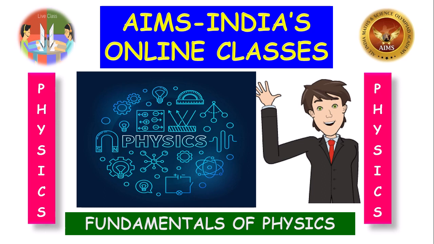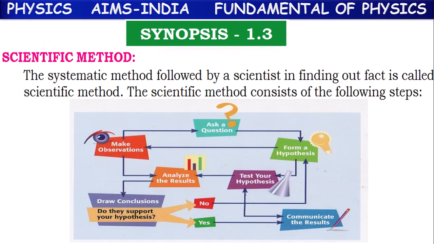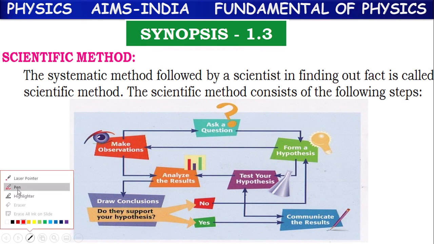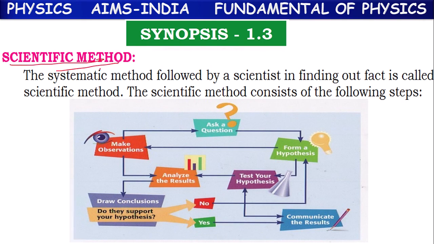Today from physics subject, fundamentals of physics topic we are going to continue. So our today's concept, children, it's regarding scientific method. Scientific method means it is the method followed by a scientist in finding out a fact.